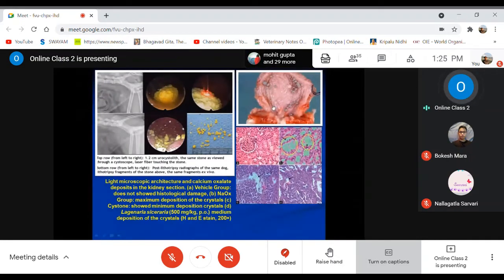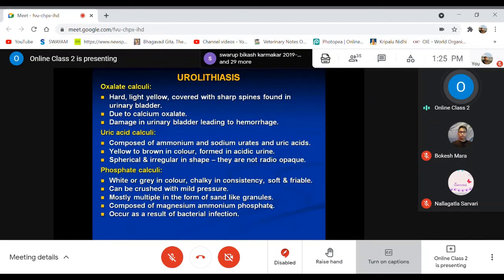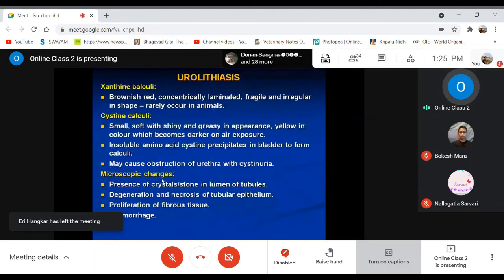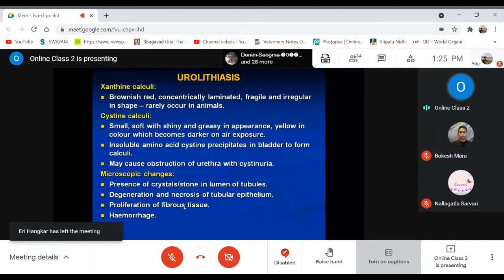Showing this renal calculi in the urinary bladder, like this endoscopy picture, and in the case of the microscopic picture of this renal calculi observed under the microscope. And these are the different types, which differ according to the composition of the renal calculi. The first one is oxalate calculi, then uric acid calculi, phosphate calculi, xanthine calculi, and cystine calculi. So this way there may be different kinds.